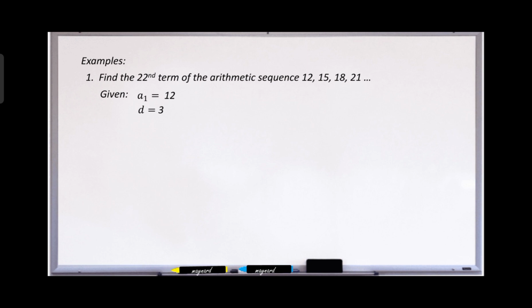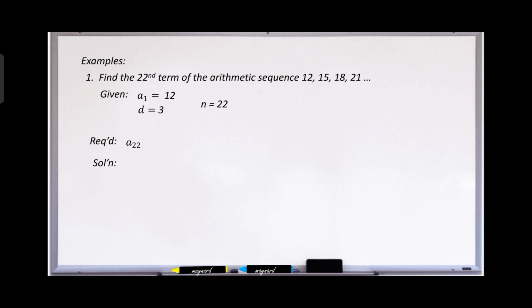So we get that by subtracting the consecutive terms. For example, 15 minus 12 is 3. Then 18 minus 15 is also 3. 21 minus 18 is also 3. And also, our n is given, which is 22. So, what we are asked to find is a sub 22, or the 22nd term.